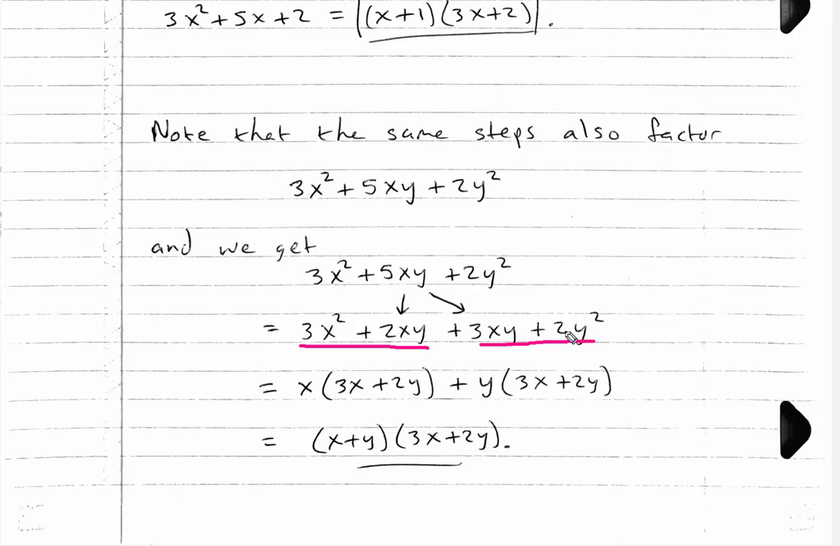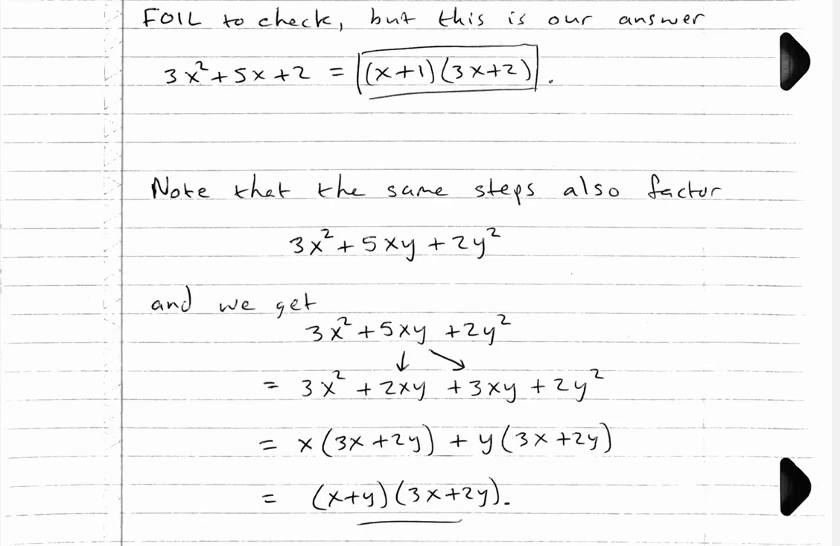This time, these two have a common factor y. Pull that out. y times 3x plus 2y, so we get these factors. So really, just the same as the first case, but we're just including y's. If you have two variables like this, then it just factors the same way. You just need y's.